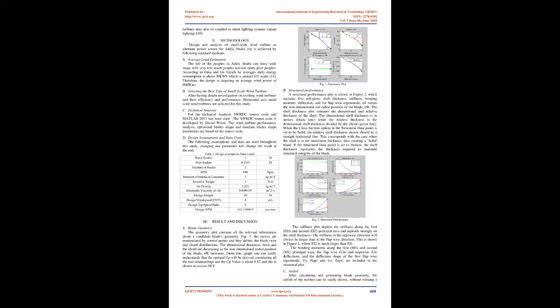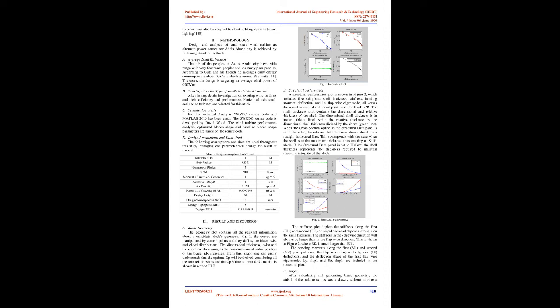With a height from 2 to 20 meters, small wind turbines can be placed on rooftops, on streets, or in gardens. They have relatively little visual impact and are able to produce energy even from modest wind flows. In addition to that, small wind turbines may also be coupled to street lighting systems, smart lighting [10].